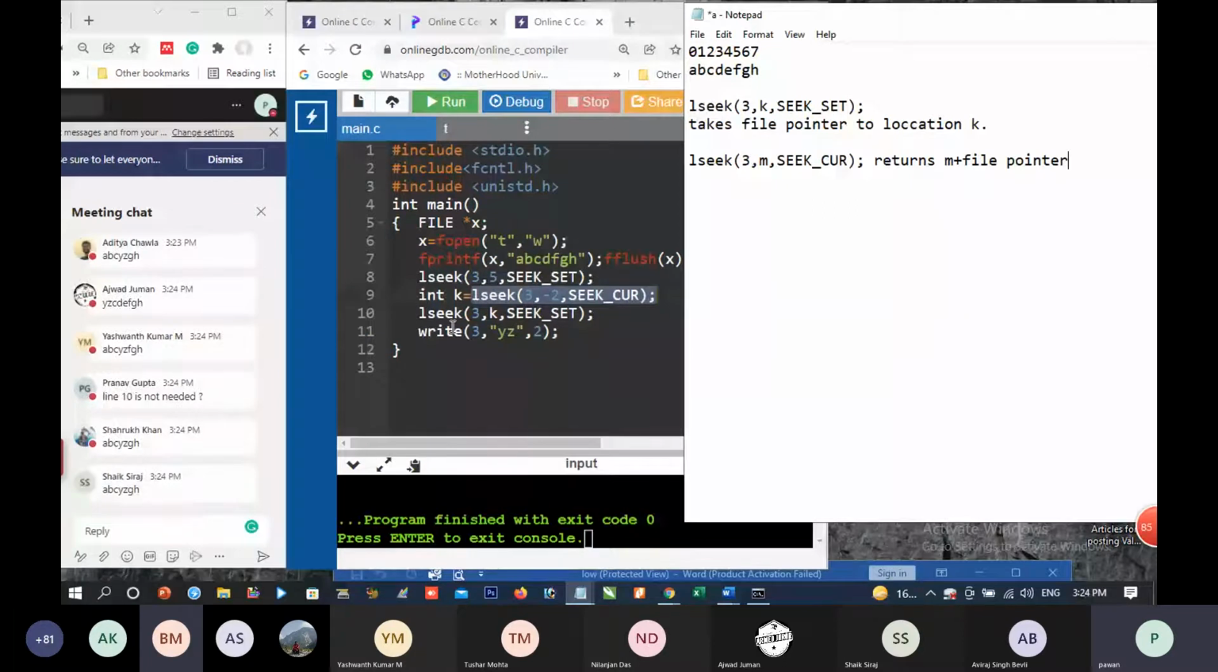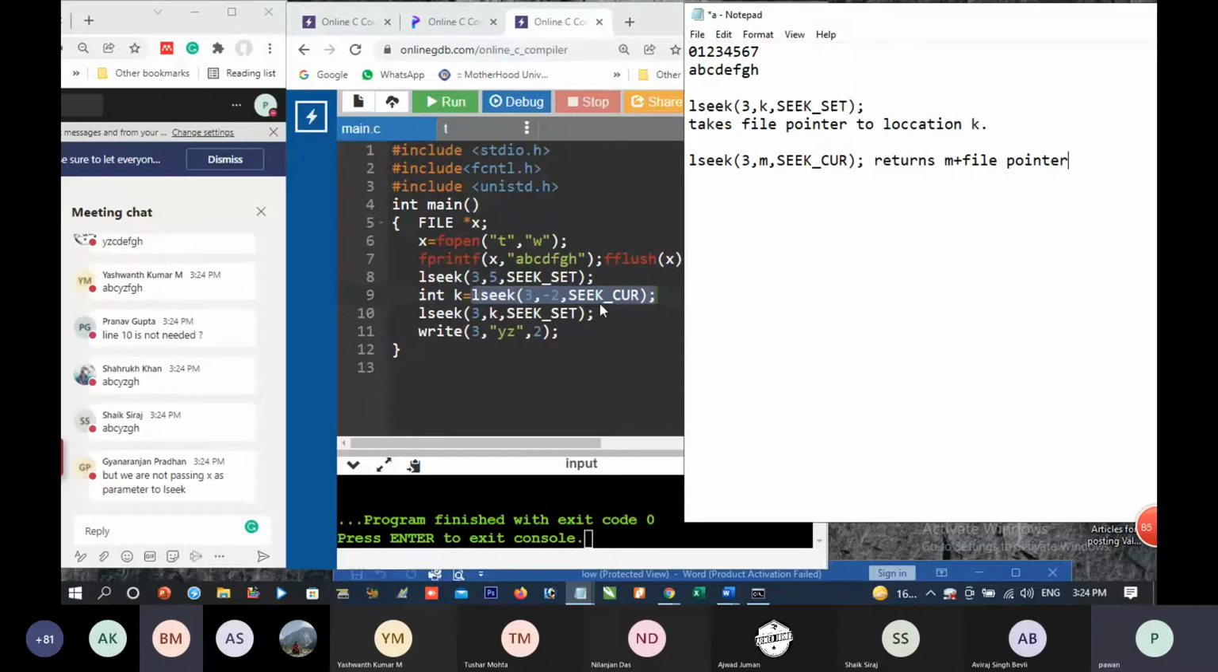No, it is needed. It is needed. Who is saying it is not needed? Pranav, it is needed. Because LSEEK does not move the file pointer in case of negative numbers.